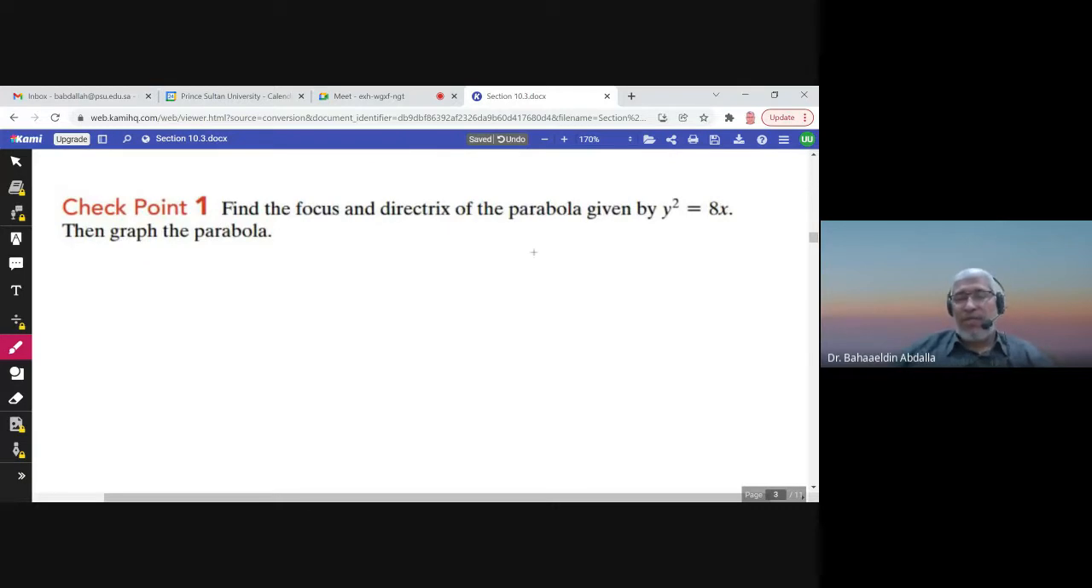Here it is the same. Please try this problem by yourself. p is 2 and y squared, so the graph again opens to the right.